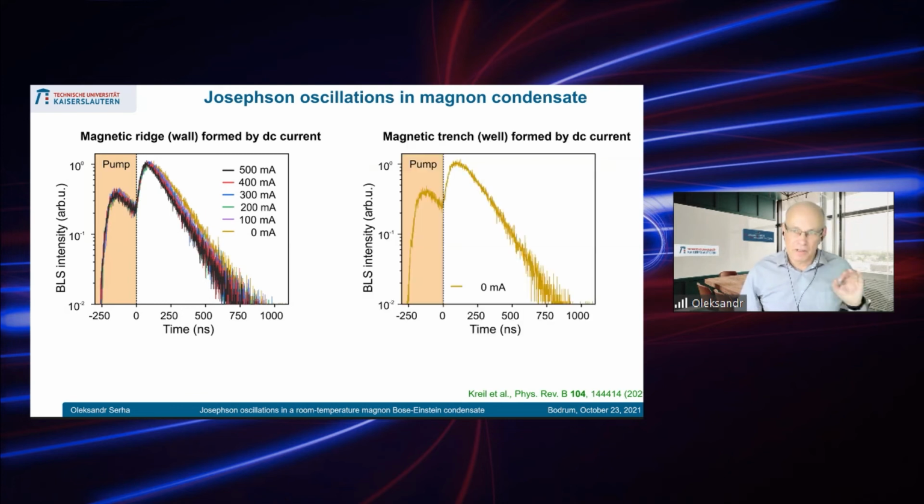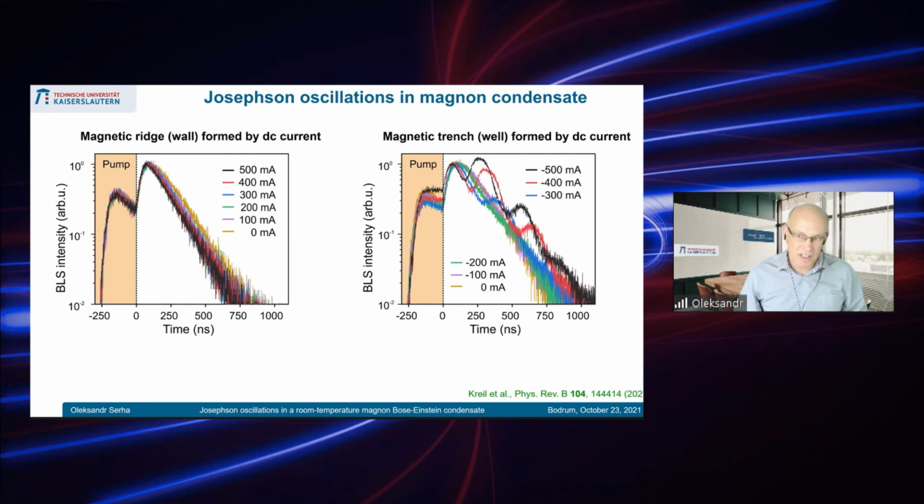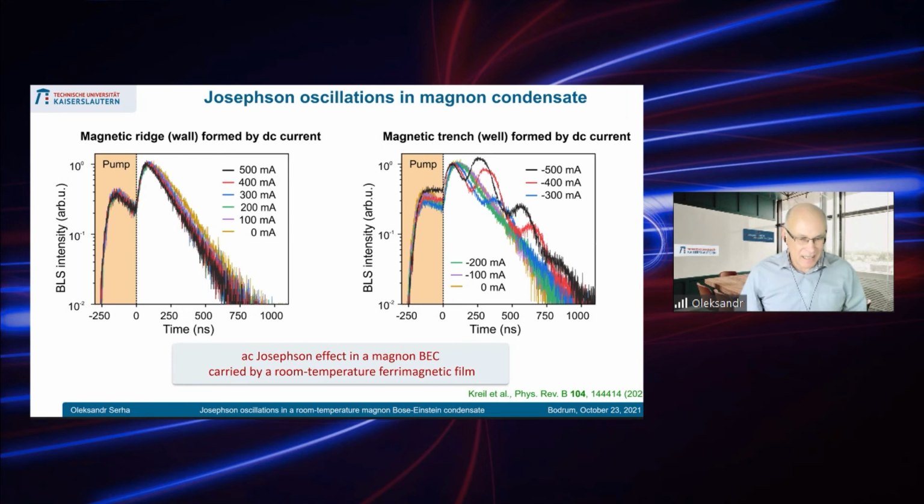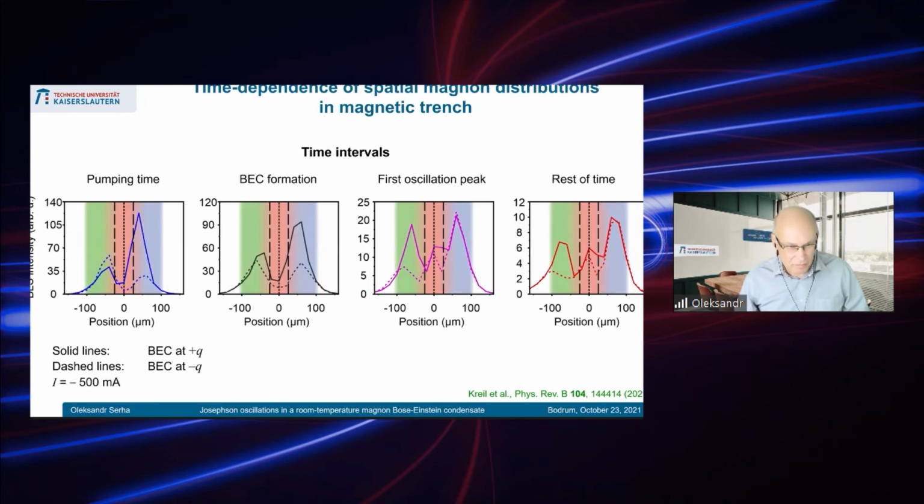But if you apply negative current and create a well, you see how, with increase in the current and the depth of the well, oscillation appears in our system, which we associate with the AC Josephson effect in a magnon BEC, which is carried by a room temperature ferromagnetic film.